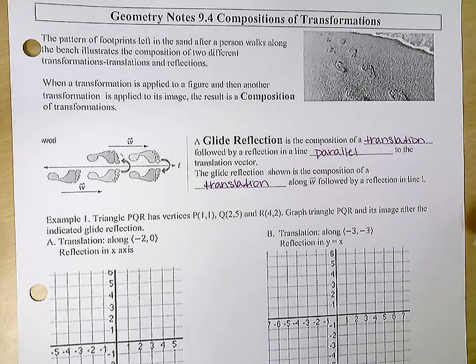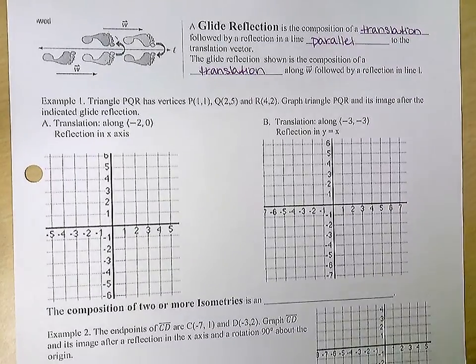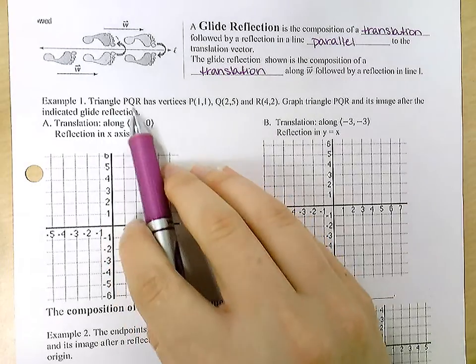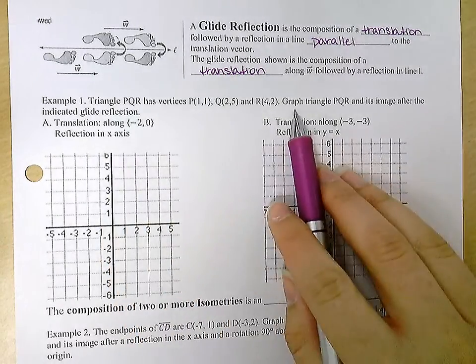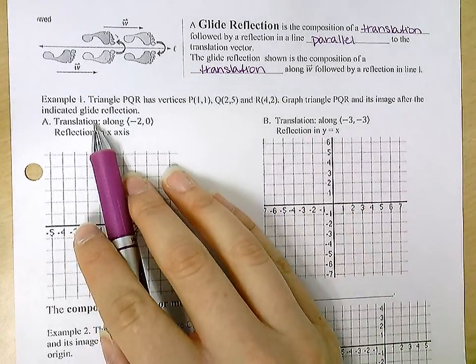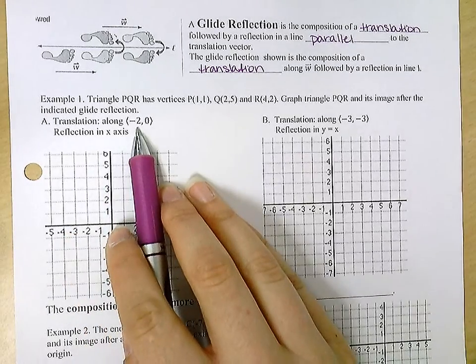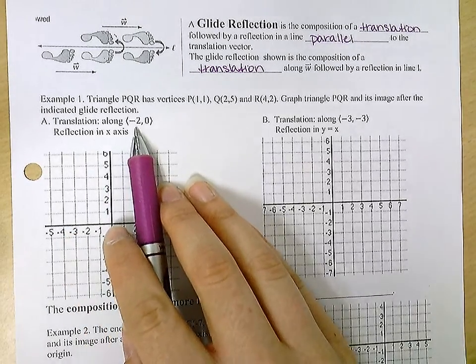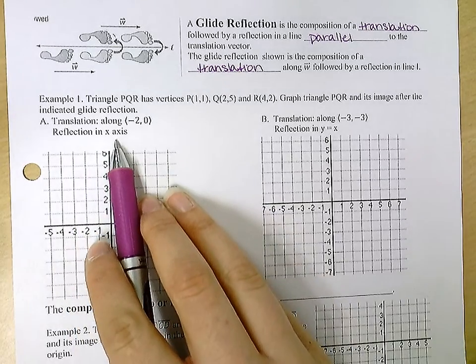Okay, so we're going to do an example of some of these glide reflections. So we're going to take triangle PQR with the following vertices. Okay, we're going to graph that triangle and its image after the indicated glide reflection. So first we're going to translate along this vector. Okay, we know how to do that. And then we're going to reflect that in the x-axis.